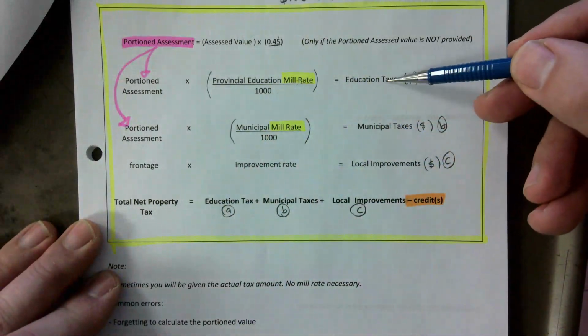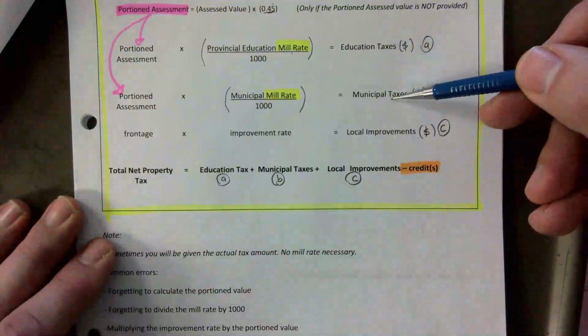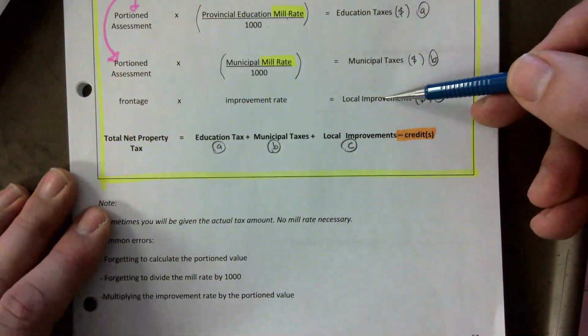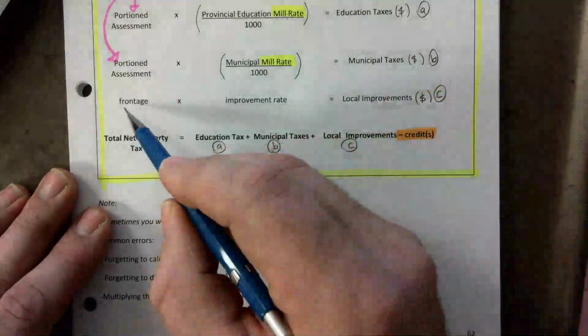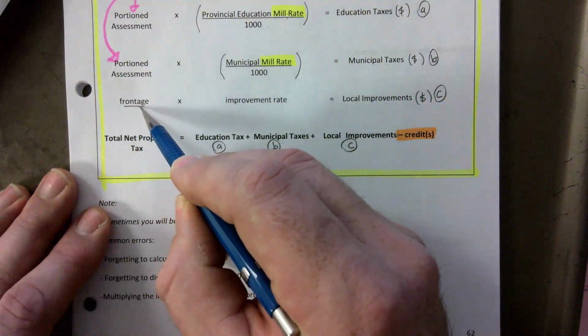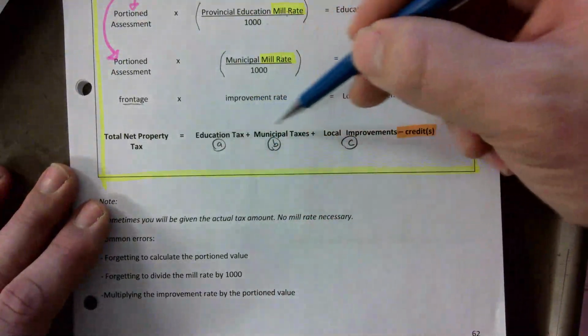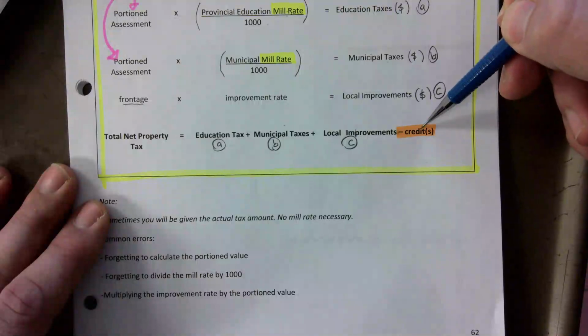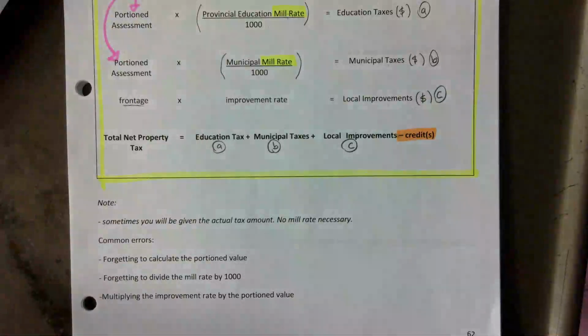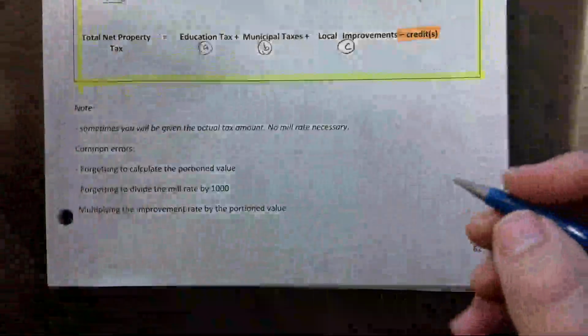Then you come up with the education taxes, your municipal taxes, any improvements, if there are some, and remember, you use the frontage when it's improvement. And so you would add all of those components and then subtract any credits that may appear. One more thing, I'm going to put a note down in this corner here, if you don't mind adding that to your notes.